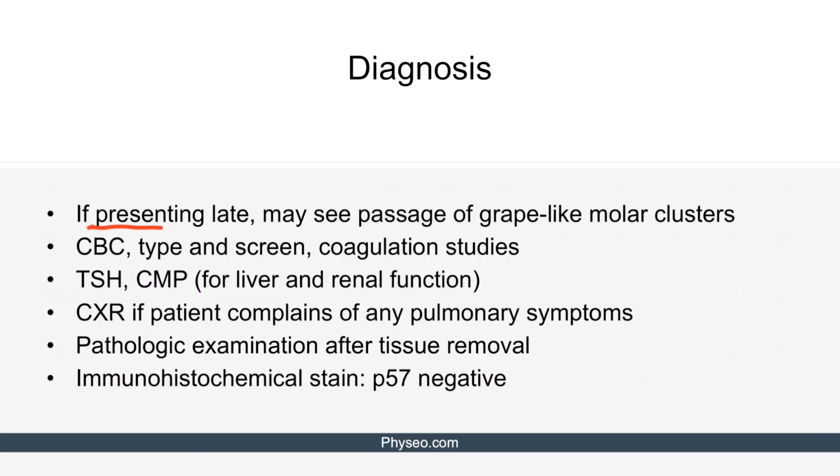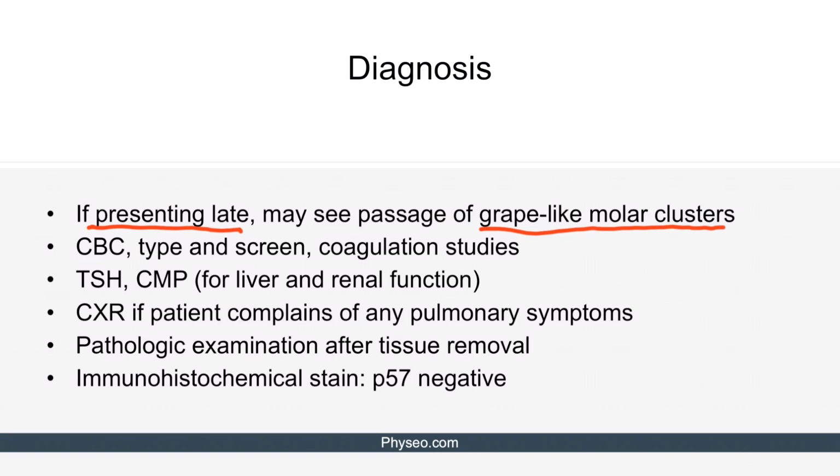If a patient is presenting late during the complete molar pregnancy, they may experience the passage of grape-like molar clusters through the vaginal canal, which are the hydropic chorionic villi. However, this is uncommon in the US due to the early detection of complete molar pregnancies during prenatal care.